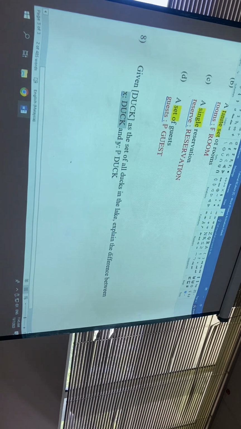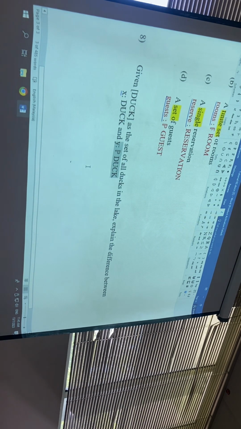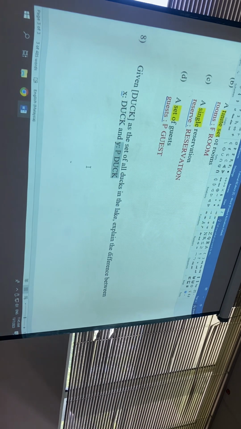Whereas Y is a power set of ducks, so in your system you can have no duck at all, or you can have one duck, or you can have many ducks. So when you want to store data or talk about data in your database, X is represented with a single duck only. You cannot have more than that. Whereas for Y, you can have more than one. But you don't say how many, 10 or 20. That is not stated in this question.